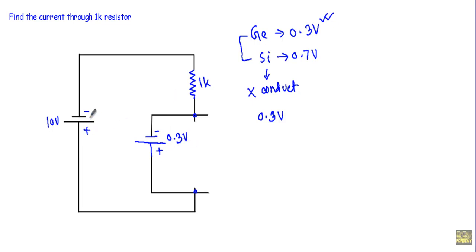Now in the circuit you will see that current will be flowing in this direction. So let's say that current is I1K. You will see current will be entering from this direction, so this terminal should be positive and this terminal should be negative. Now to calculate the current in the circuit, I will apply KVL in the loop.